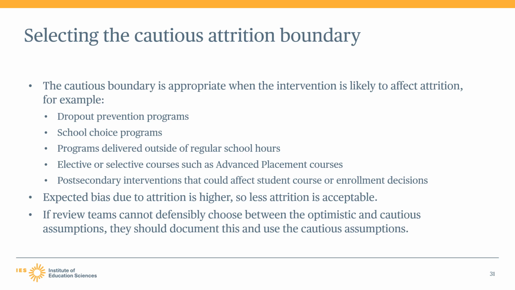Dropout prevention programs are another good example. Attrition in studies of dropout prevention interventions may be linked to what the interventions are trying to affect: dropping out of school. Students who drop out may be more difficult to track or less likely to respond in data collection efforts, which means high rates of missing data may yield a skewed measure of the difference in dropout rates between the intervention and comparison groups. In this case, the review team should select the cautious boundary because the expected bias caused by attrition is higher.